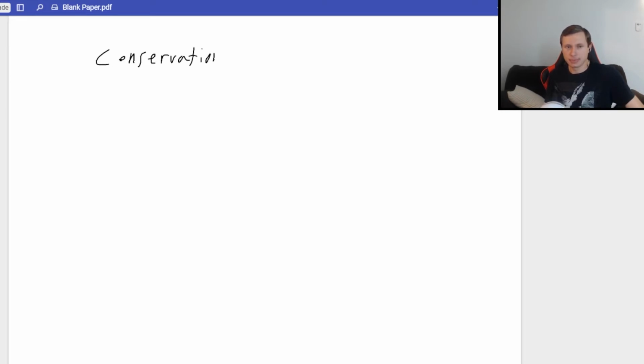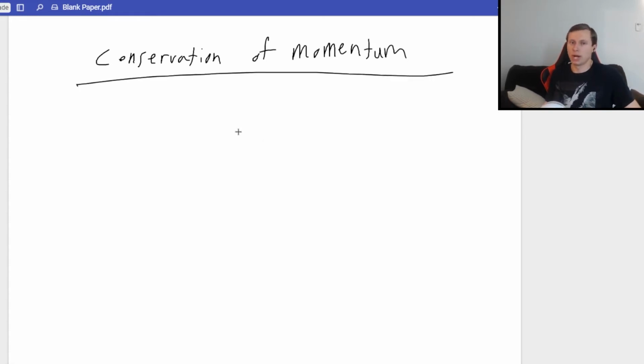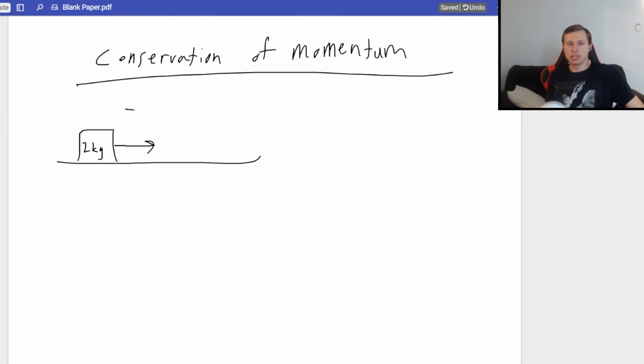We're going to start with conservation of momentum. So what does that mean again? It means we're dealing with two or more objects. Let's say I have this 2 kilogram object sliding with a speed of 5 meters per second that's going to ram into this bigger 4 kilogram box that, let's say, was at rest, v equals 0. These are going to collide.